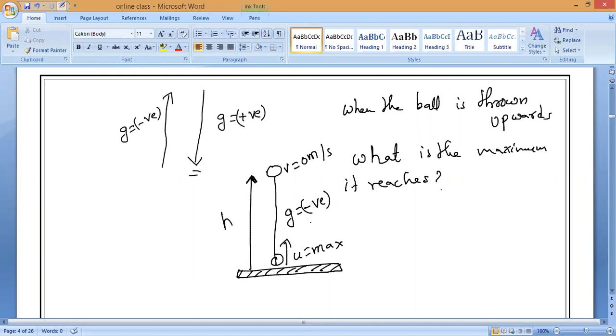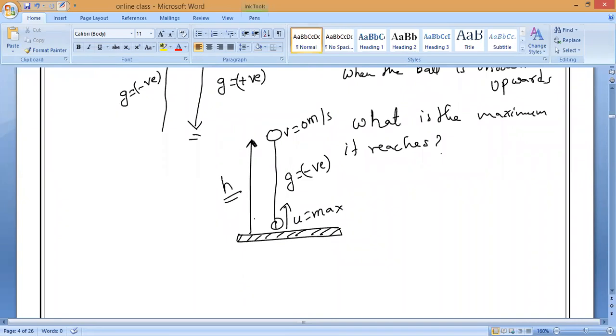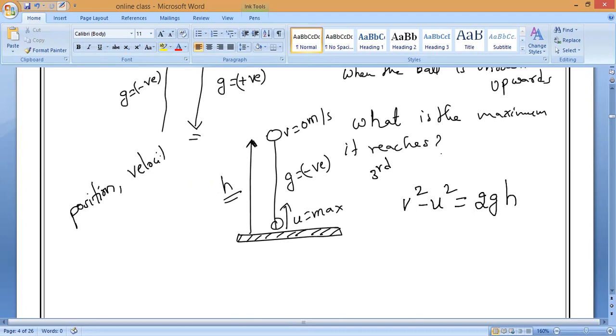Now, for the height, velocity and position, which equation do we have to use? You can see there is no time mentioned. So velocity and position, which equation? 2gh. Velocity and position, how many times should I say? Last class, before class, every class I'm saying: position and velocity, no time period is mentioned, then we have to take the third equation.